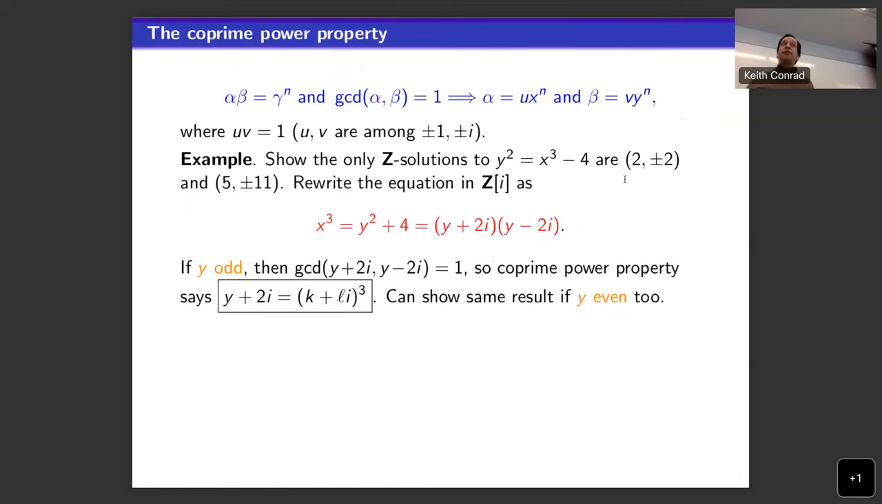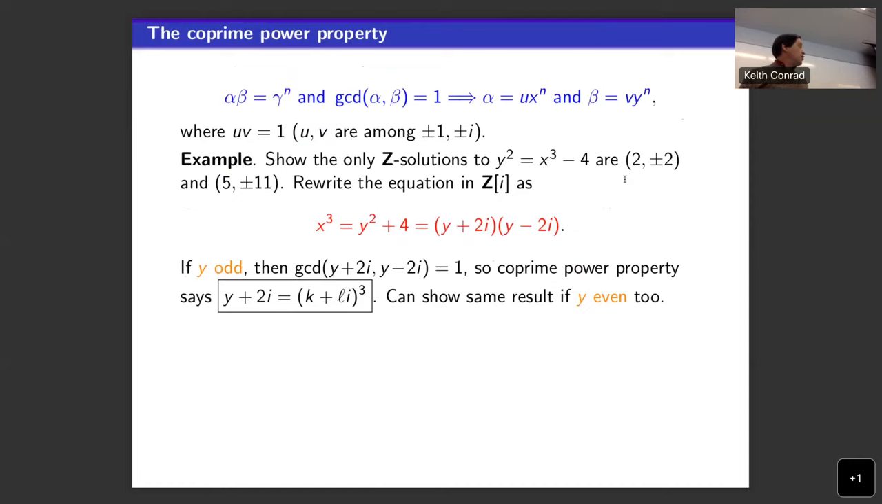Let me show you a different example of using the coprime power property in Z bracket i to understand some polynomial equations, finding the integer solutions. So we'll look at this Mordell equation, y squared is x cubed minus 4, and some small solutions in integers are (2, 2) and (5, 11). The y, of course, only matters up to sign. And let's show, using the coprime power property in Z bracket i, that these are the only integer solutions.